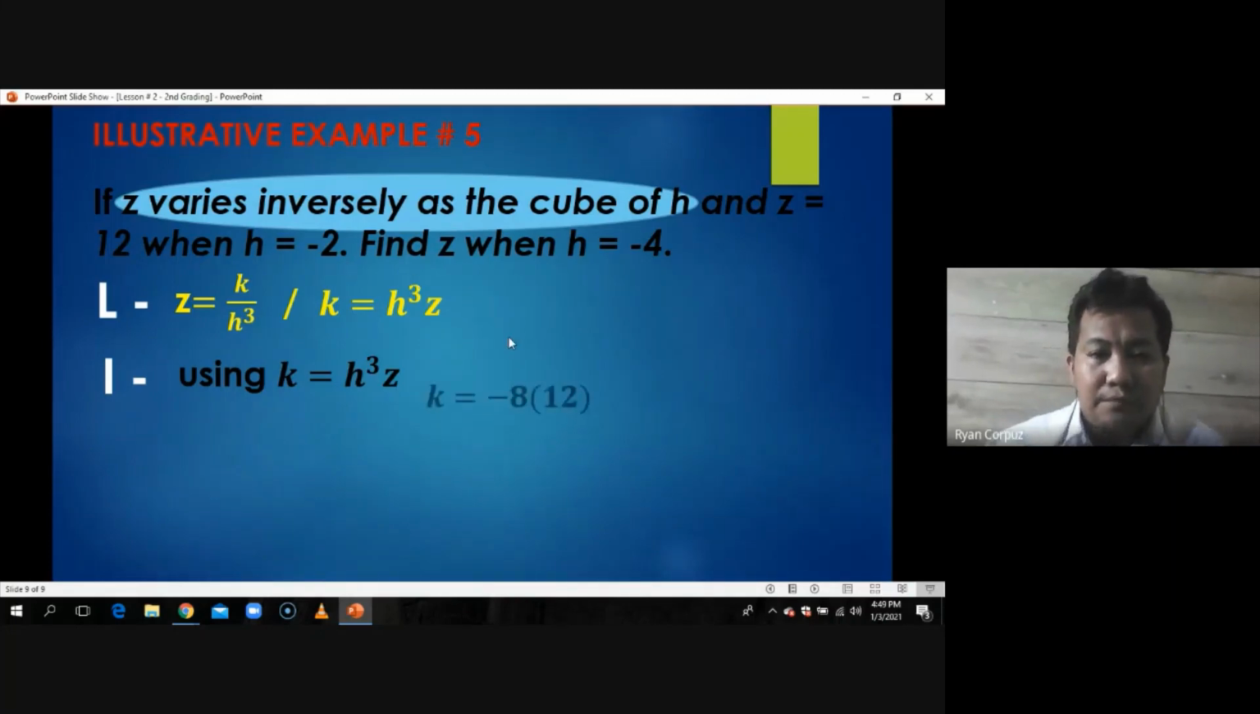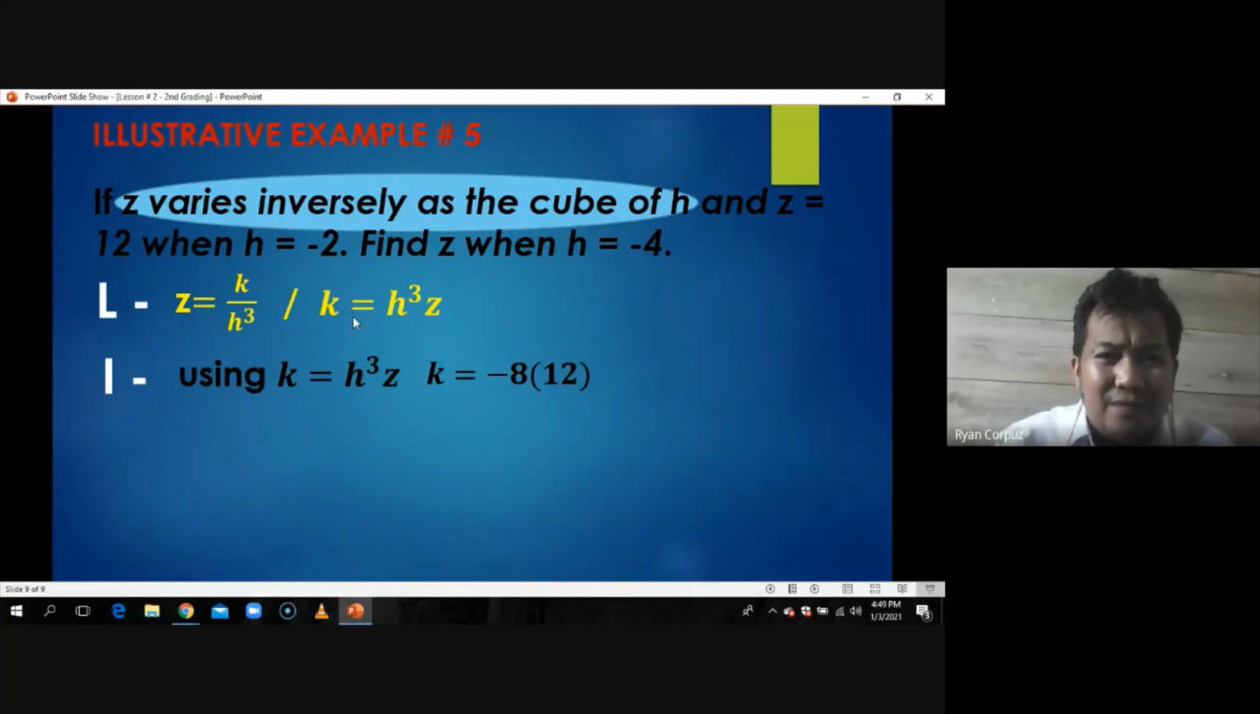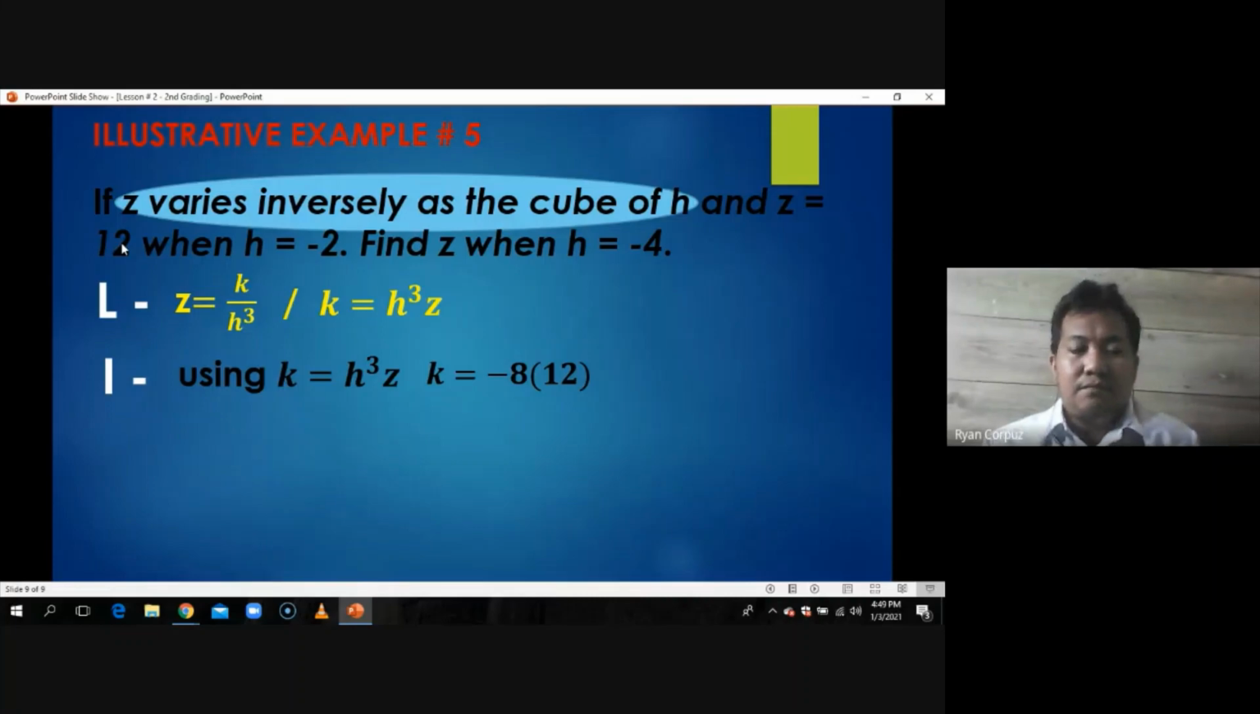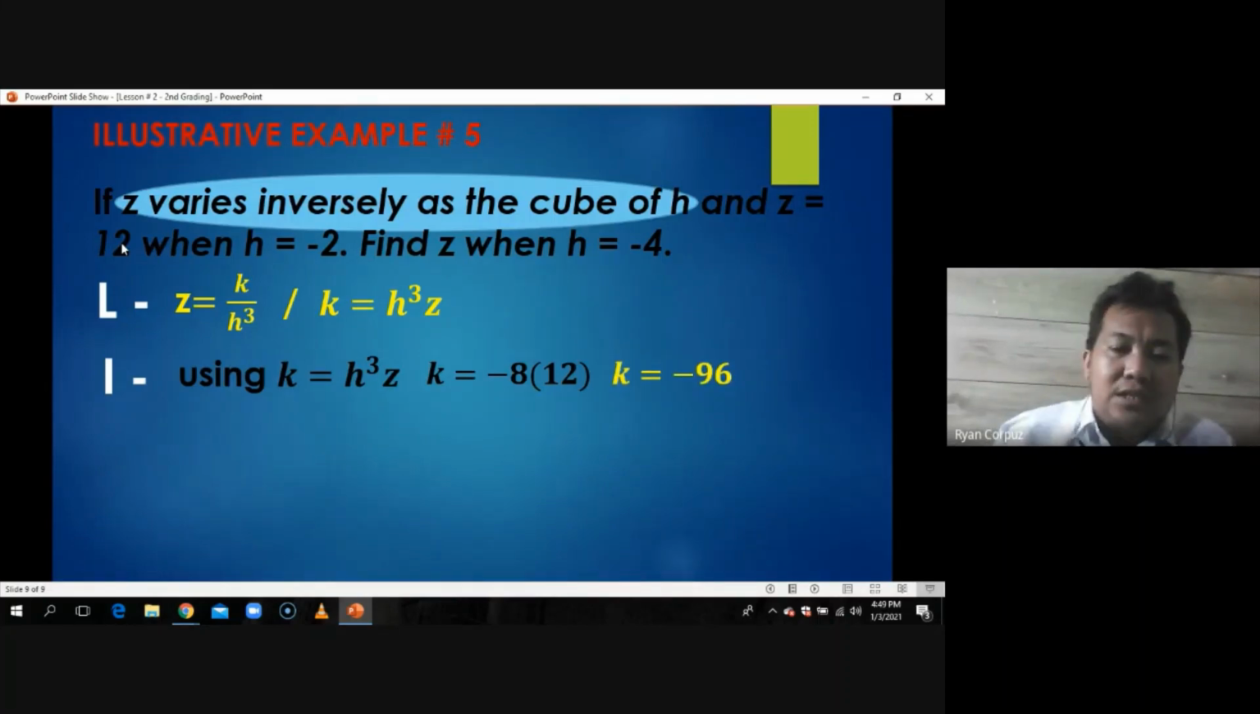So, that would be negative 8 times 12. Paano yung naging negative 8? H is negative 2. A cube of it. Negative 2 times negative 2, that would be positive 4. Positive 4 times negative 2, that would be negative 8. Kaya negative 8 yun. Times 12 as the value of Z. Then, negative 8 times 12, that would be K is equal to negative 96. That's the value of K.